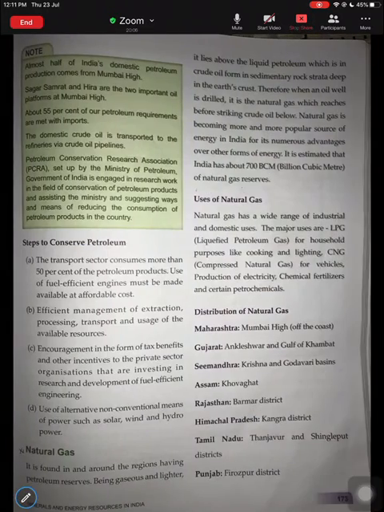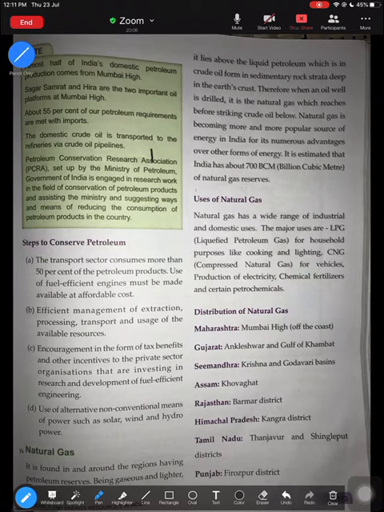Now moving to the next, I would request all of you to read here. There is an agency set up by the Ministry of Petroleum to ensure the conservation of petroleum products and suggest ways of reducing the consumption of petroleum in the country. That is the PCRA, Petroleum Conservation Research Association. Now, steps to conserve: how can we conserve petroleum? As we have been hearing, there are a lot of controversies with the hike in the price of petrol and diesel. So what are the different ways to conserve petroleum?